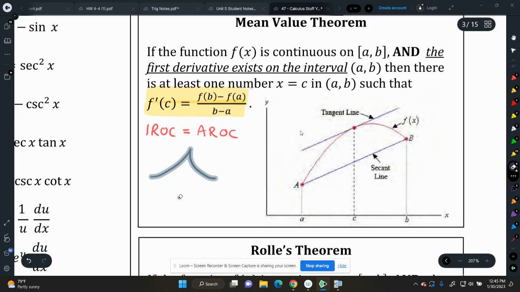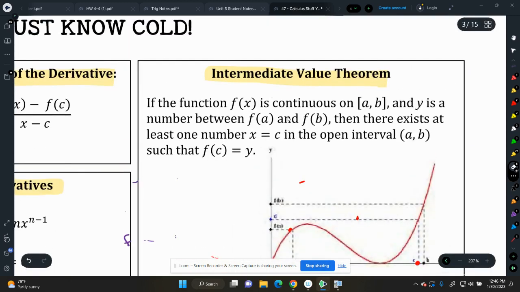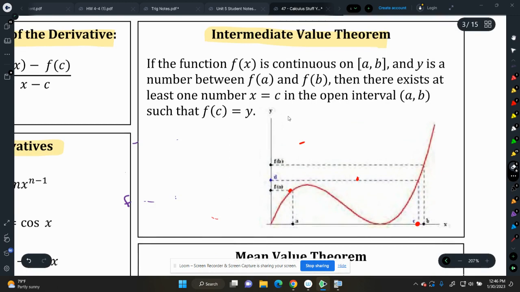Right. Okay. So the mean value theorem says that if we have a continuous and differentiable function, at some point in time, the average rate of change is going to be equal to the instantaneous rate of change. That's the mean value theorem. Compared to the intermediate value theorem, which is basically finding that point between the two y values, right? So the intermediate value theorem says that if my y is falling between the two y values, then my x has to fall between the two x values. That's what my intermediate value theorem is saying.